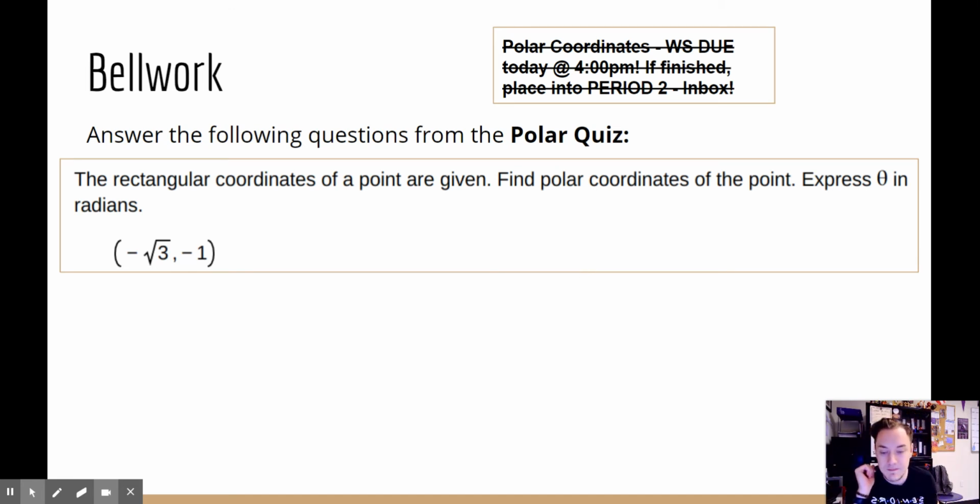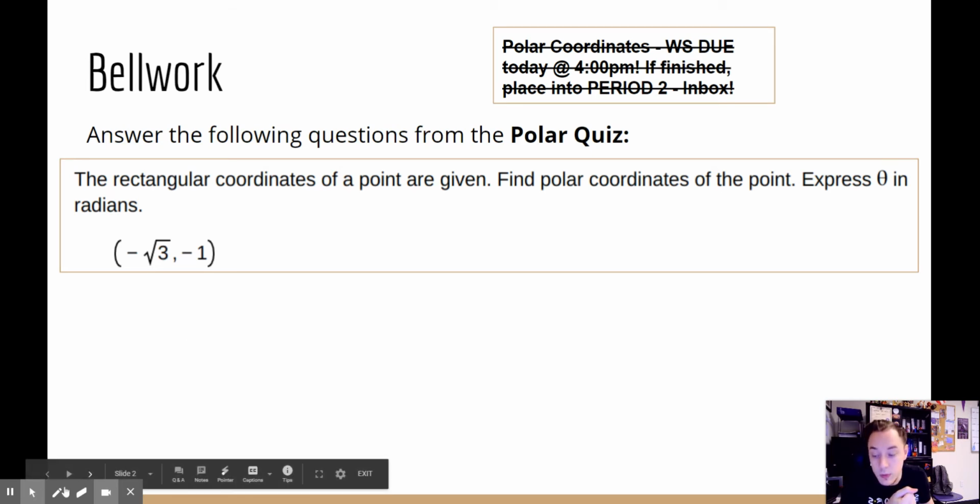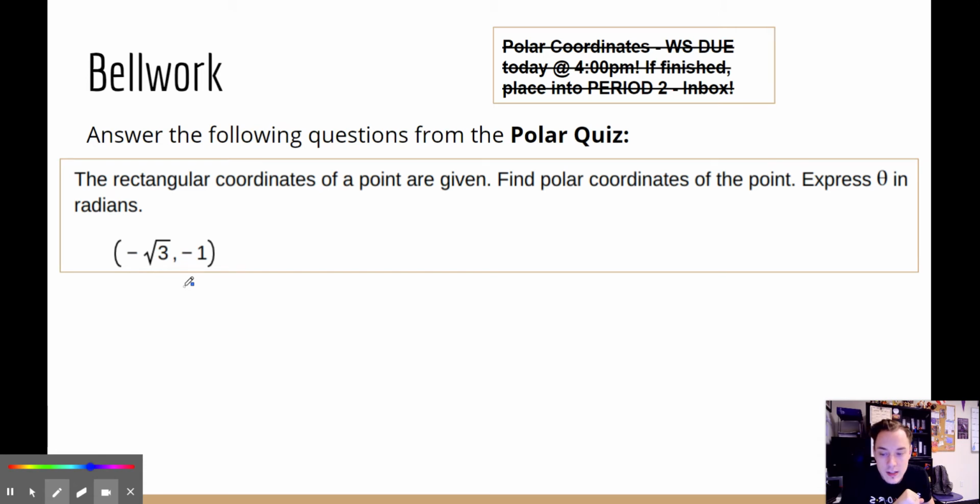Awesome. So this question: the rectangular coordinates of a point are given. Find the polar coordinates and express it in terms of theta with radian measures. So what do I do here? Well, notice how this is sort of like a special right triangle here. And if you don't notice that, then that's a shame, but you should be able to notice that it's roughly a special right triangle. First thing I need to do is realize what quadrant this is in.